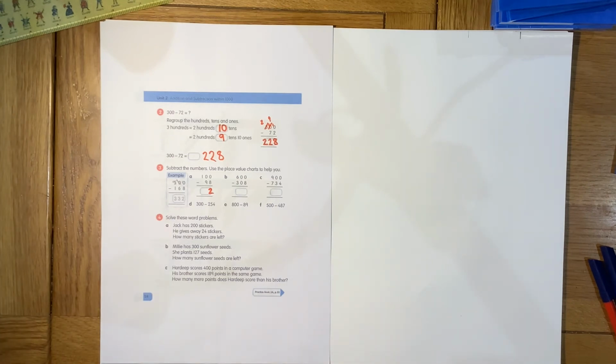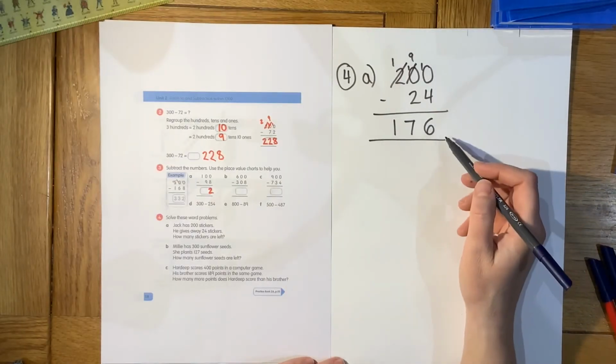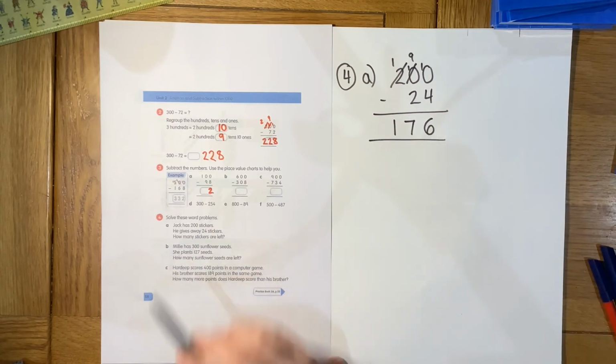So, Jack has 200 stickers. He gives away 24 stickers. How many stickers are left? There you go. He had 176 stickers left. Let's have a look at B.